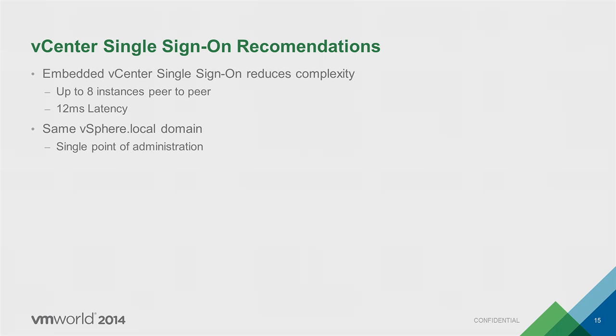Okay. So a couple of recommendations on the SSO side here. In a peer-to-peer, the embedded model, we can have up to 8 instances. So it kind of falls in with a linked mode group of 10, although most customers are less than 10. And we're looking at 12 milliseconds from a latency perspective. And as I said, extending the security domain is for 2 reasons and 2 reasons only: 1, for linked mode, and 2, single point of administration on SSO.